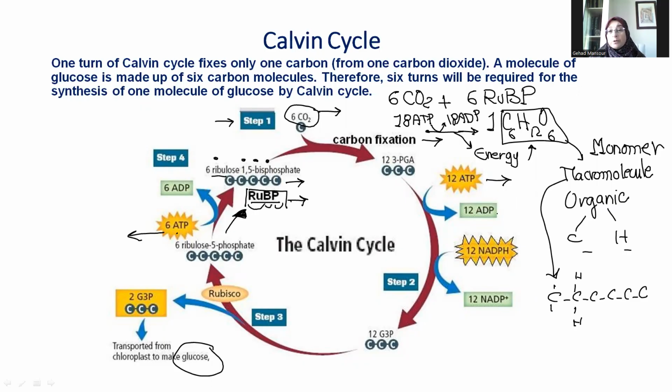On the other hand, what else do we require in order for the Calvin cycle to proceed? We need 12 reduced NADP to be converted into 12 NADP. If 12 reduced NADP are converted into 12 NADP, this means that they have lost their hydrogen, and that hydrogen will be used in order to reduce carbon dioxide.